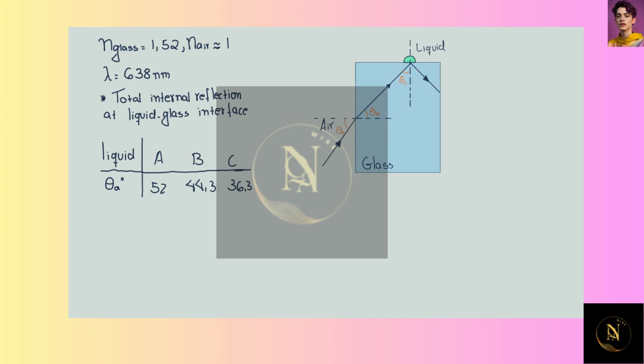To solve this question, we have to relate theta A with the refraction indexes of the liquids A, B, and C. We begin by remembering that a total internal reflection is the same as an angle of refraction of 90 degrees. Therefore, in this interface between liquid and glass, the refraction angle is 90 degrees. So we can apply Snell's law there.